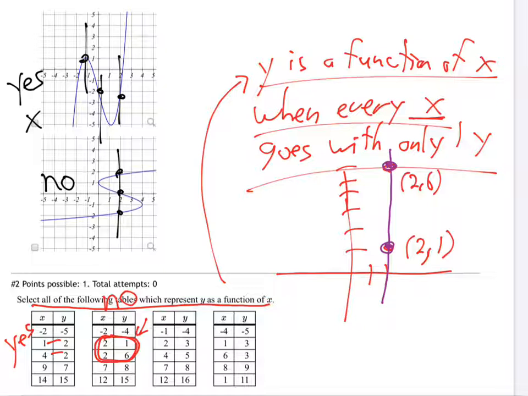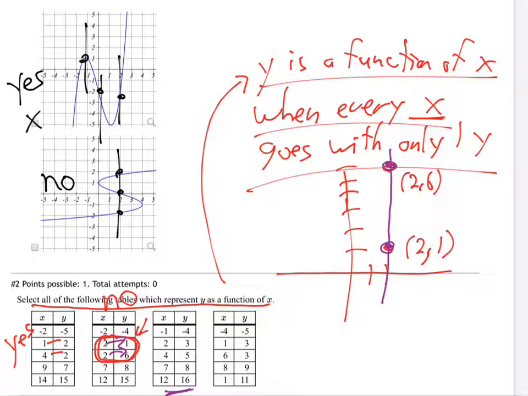In graphical language or table language, they're saying the same thing. That's what a function requires. We don't want an x going to 2 different ways. Because we're saying basically, what does 2 go with? Does it go with 1 or does it go with 8? We can't have that. We can't have an x going with 2 different y values. That's a big no-no. How about the third table?